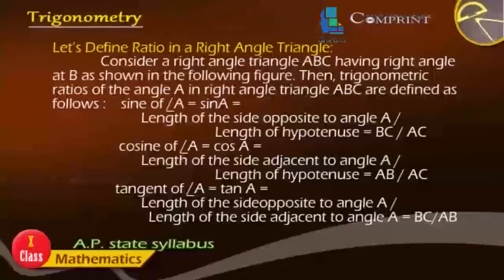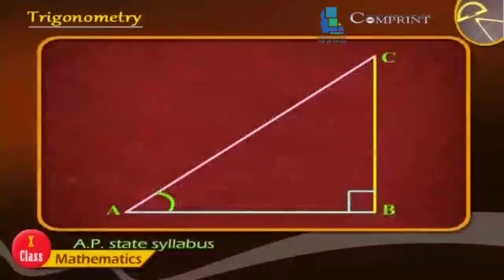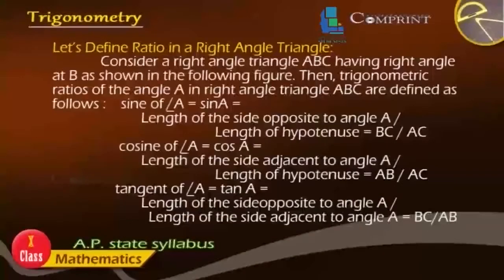Let us define ratios in the right angle triangle. Consider a right angle triangle ABC having right angle at B as shown in the following figure. Then trigonometric ratios of the angle A in right angle triangle ABC are defined as follows. Sine of angle A, sin A, is equal to length of the side opposite to angle A by length of hypotenuse, which is equal to BC by AC.